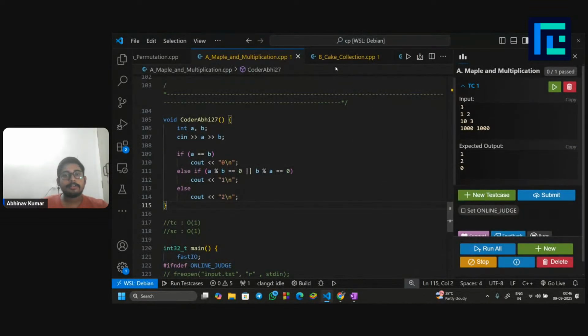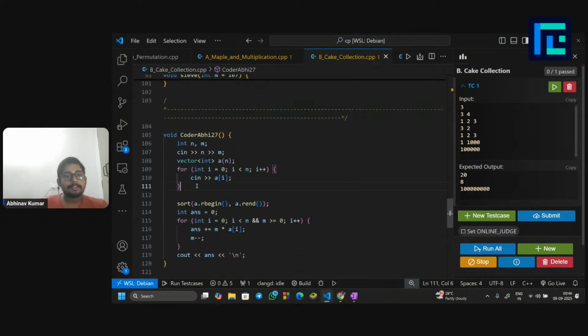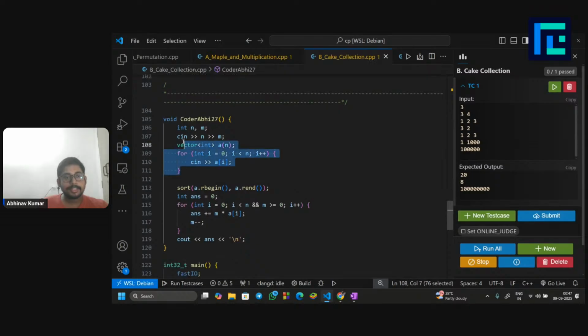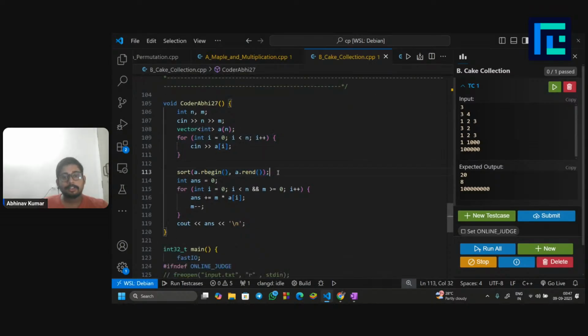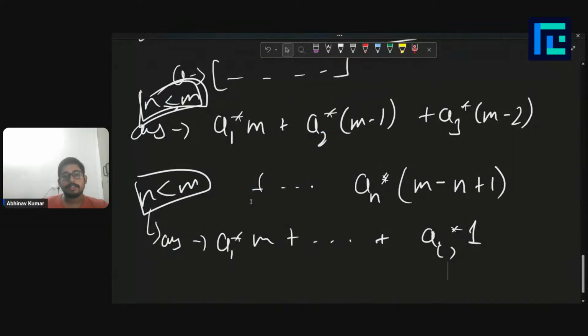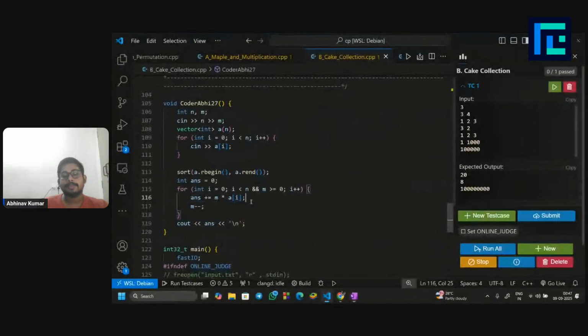So if we look at the code, what we do is we take the input. After that, we sort the array in reverse order, and then I start with i equal to 0, and go up till either i is less than n or m becomes 0. So I keep on reducing my m after every operation. In my answer, I add m multiplied by a[i]. Then we do m minus minus, so the next value would be m minus 1, then m minus 2.